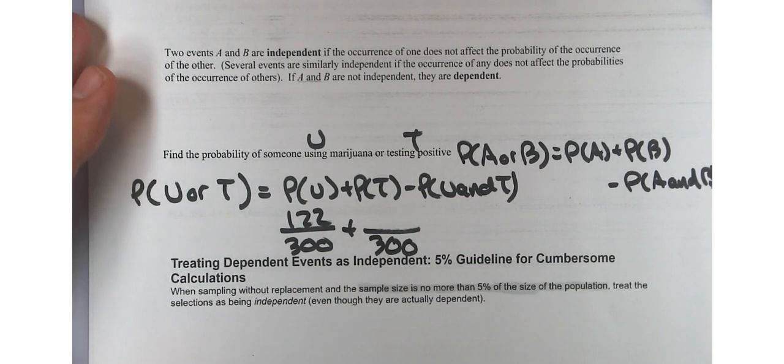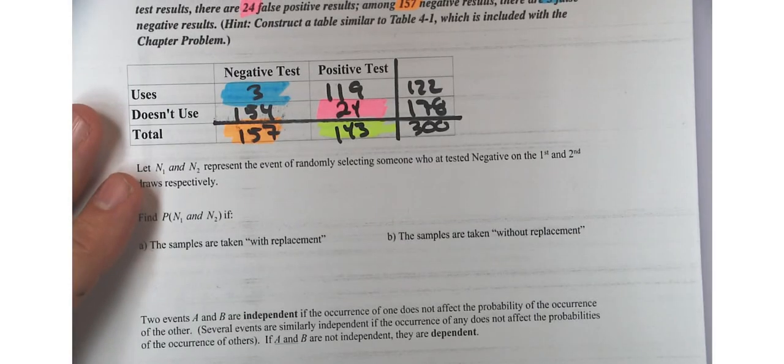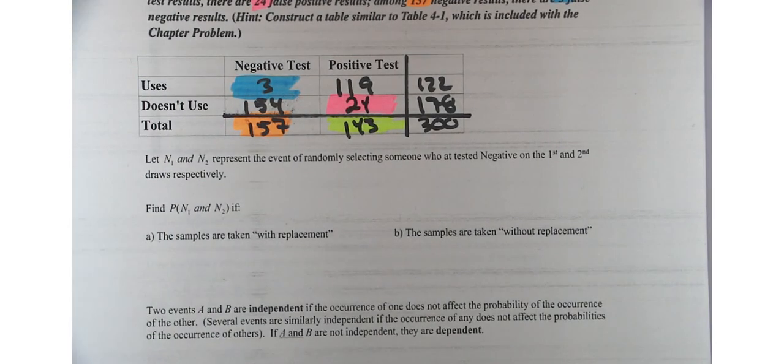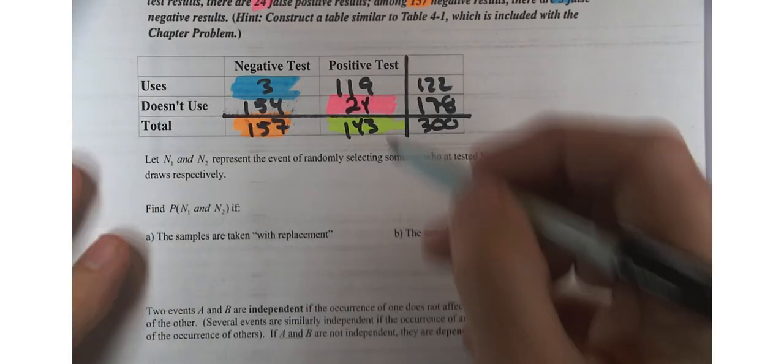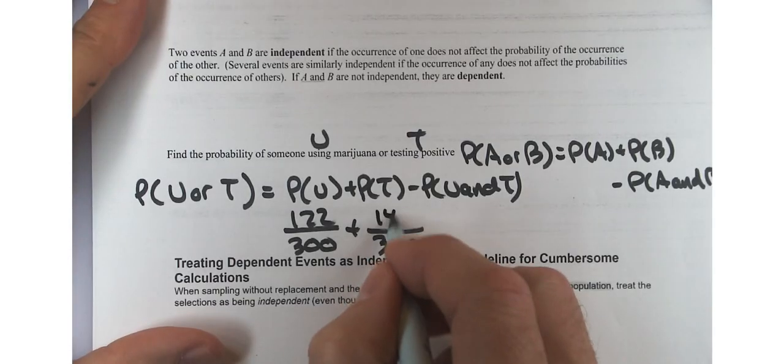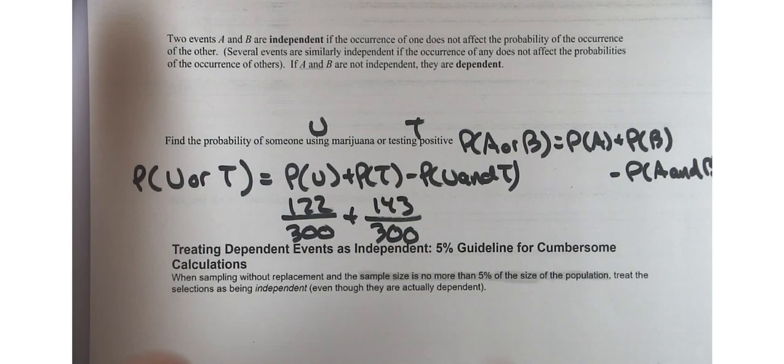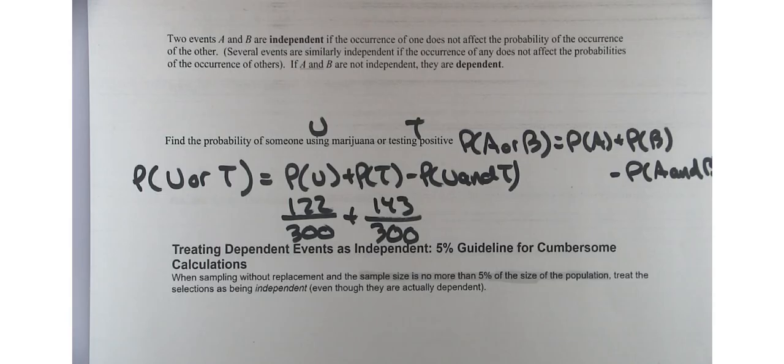Now, let's take a look at the ones that test positive. So how many people tested positive? What's the probability that you had somebody that tests positive in this example? Yeah, good. 143 out of 300. Please make sure you put those denominators there. 143 is not a valid probability.